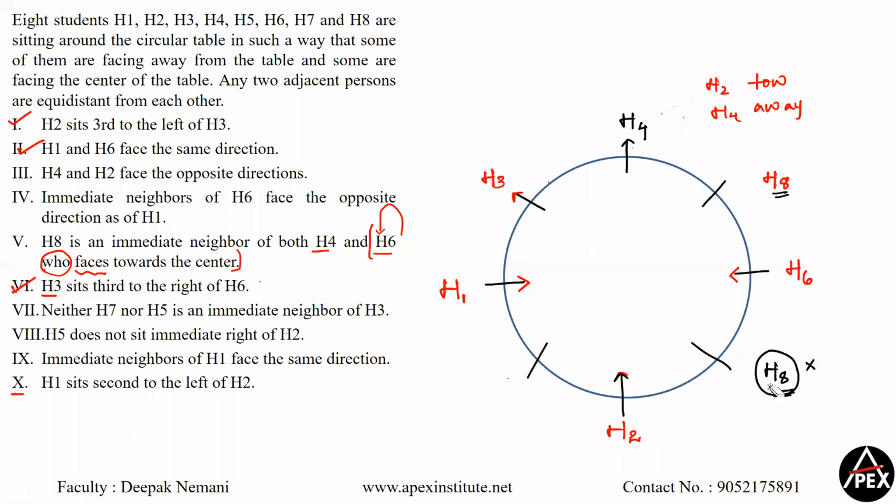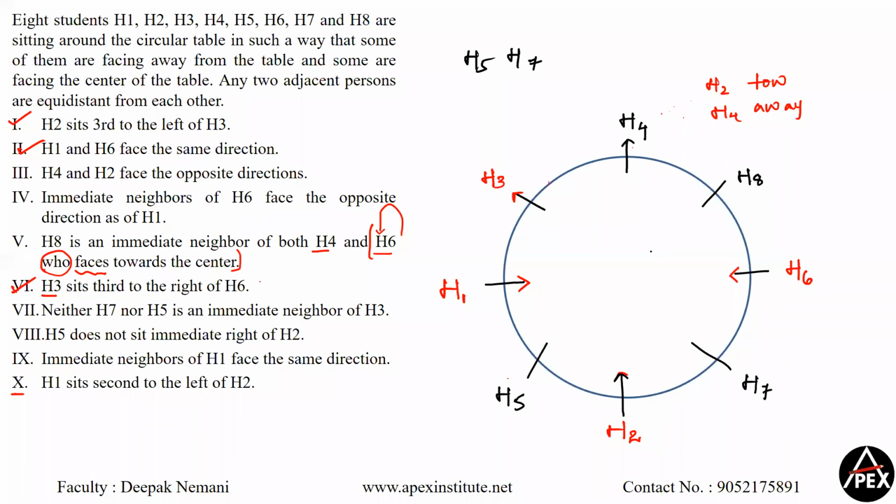Clear? Now we are left with H5 and H7. Which statement should we consider? Statement 8: H5 does not sit to the immediate right of H2. So H5 cannot sit here. H5 has to sit here and H7 will be sitting here. Now we have the positions of all these 8 people.